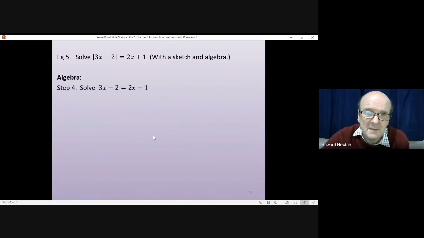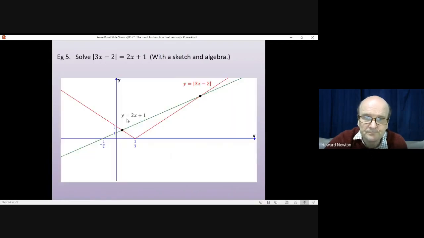So algebraically, the first step is we assume that this is positive, and we solve 3x minus 2 equals 2x plus 1. We solve that in the normal way. That gives us x equals 3. Now, x equals 3 is this solution, the one that I said was about 4. Well, 3 is about 4. Maybe if I'd been more careful, I would have said 3. But anyway, it was roughly right, and it's certainly a plausible solution.